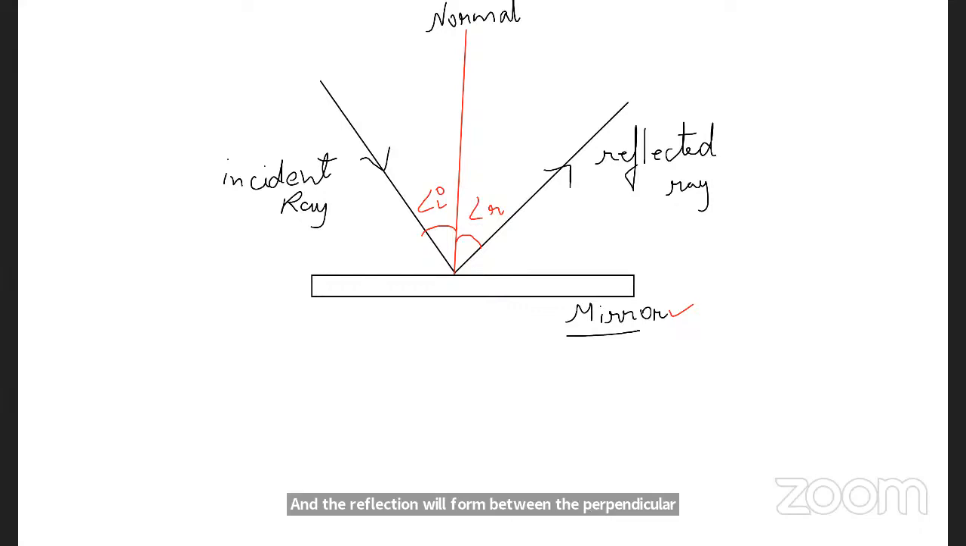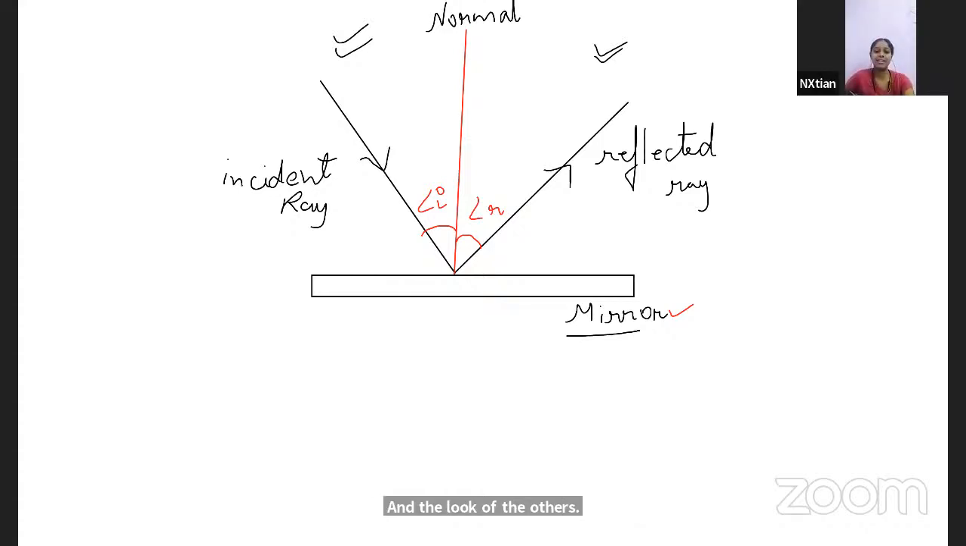What is this normal line in between? This line is perpendicular to the reflecting surface. It acts as a separation between the incidence and the reflection. This is the plane of incidence. This is the plane of reflection. It separates the two, so your angle of incidence is made on one side, angle of reflection is made on the other side. Hope this part is clear to you. Any question?